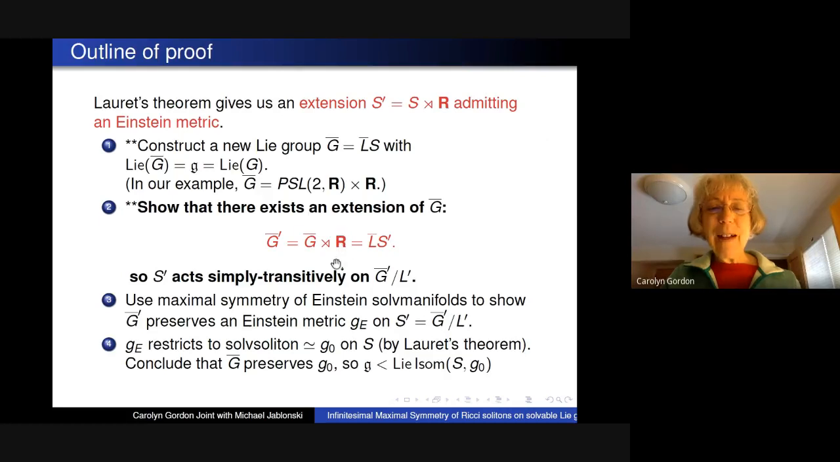So now we need to get our extension of G bar to an Einstein, or to a, we extend, again, S to S prime. We want to show that extension extends to an extension of G bar. Any questions before I go on?